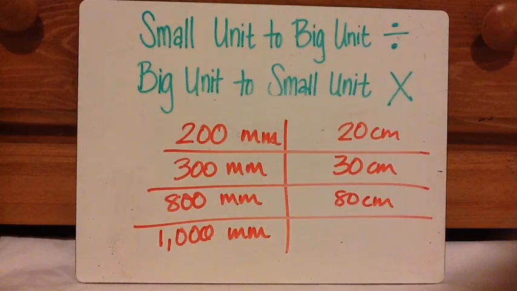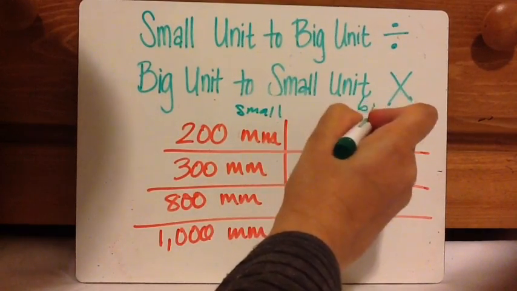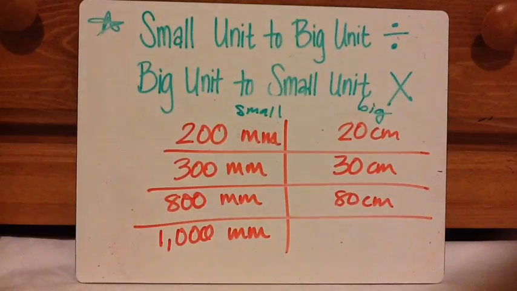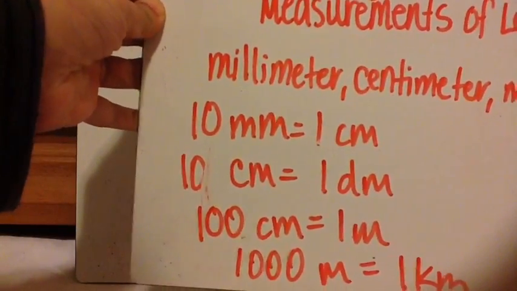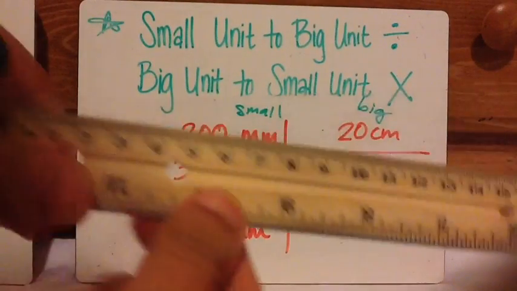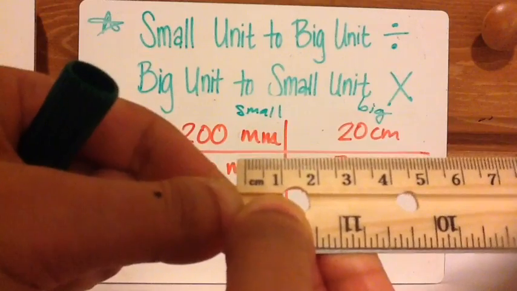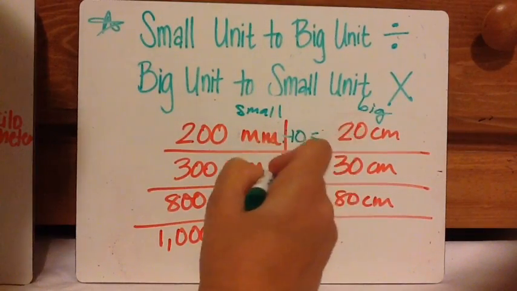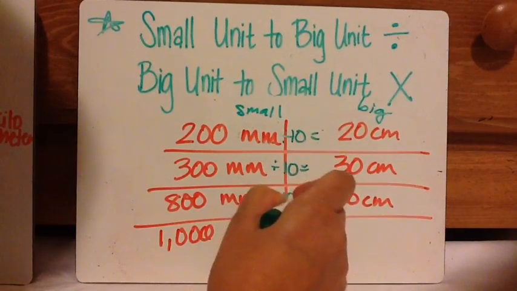We're going from millimeters to centimeters. So I've flipped it around. This is the smaller unit now. This is the bigger unit. So small to big means division. So I know there are 10 millimeters in 1 centimeter. See right here? 10 little lines or 10 spaces in 1 centimeter. So it would be divide by 10, and that's going to tell you how many centimeters you can get out of every 10 millimeters.